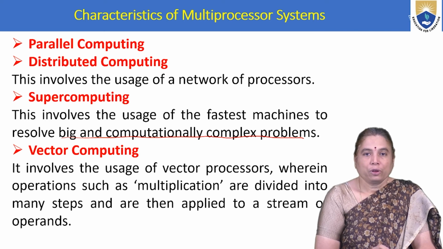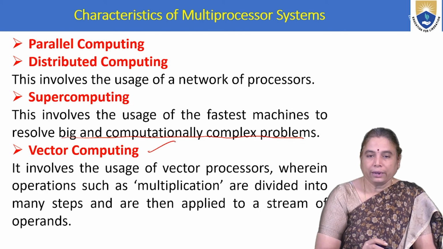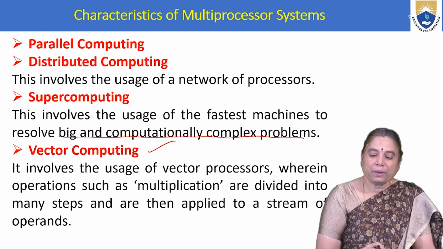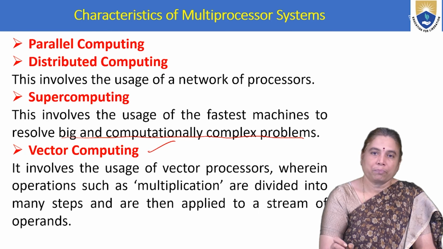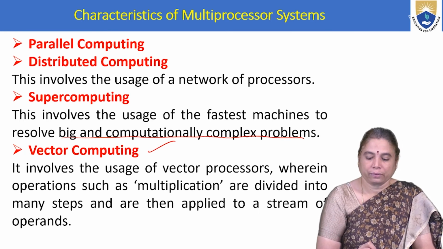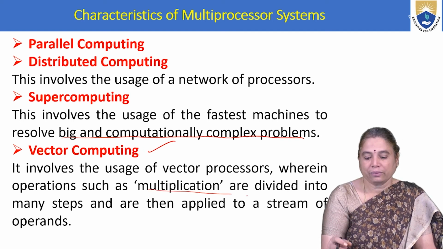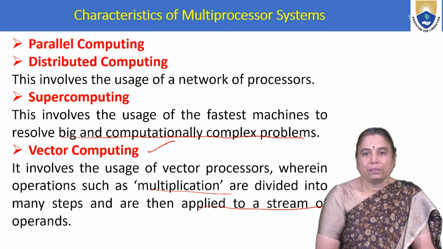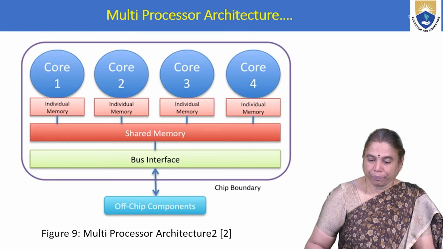This multiprocessor system can support vector computing. It involves the usage of vector processors wherein the operations are divided into small sub-operations, and streams of operands are supplied to these sub-operations. For example, multiplication can be divided into many steps and then applied to a stream of operands. So these are the major characteristics of the multiprocessor system.